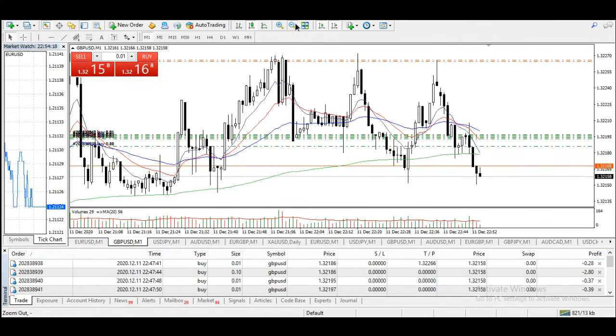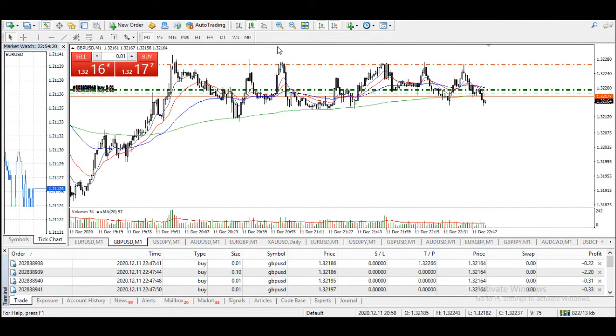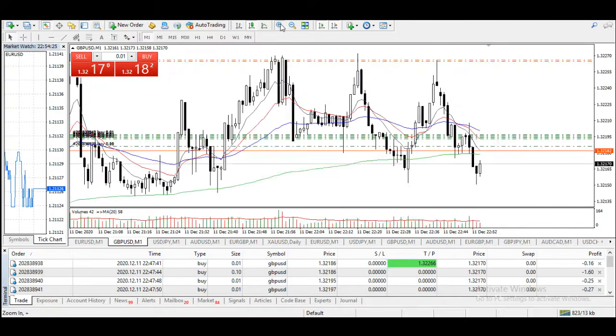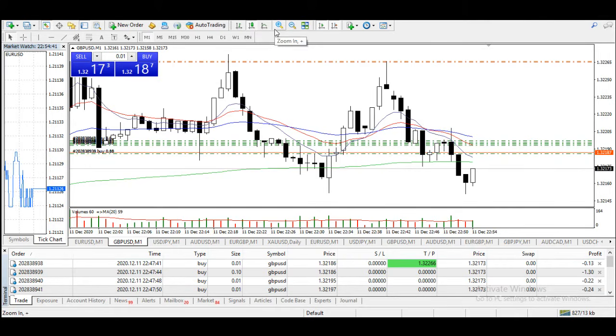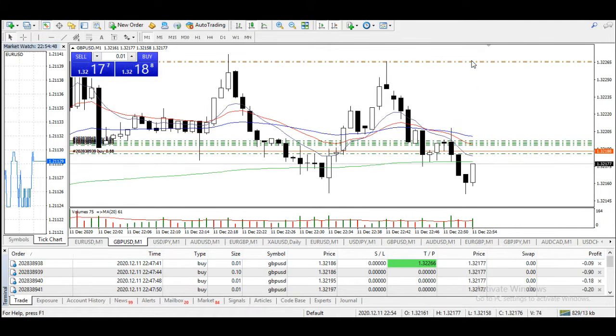So here we are. As I have predicted, as always, I told you that price won't be breaking the last low and I won't be closing my trades. I told you that price will be reaching the top, and that's what is happening. Price is going to reach the top as I have predicted.